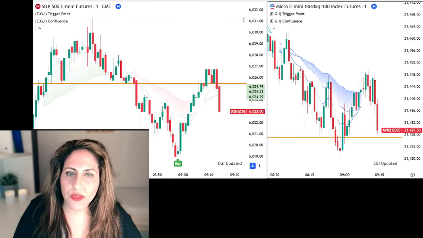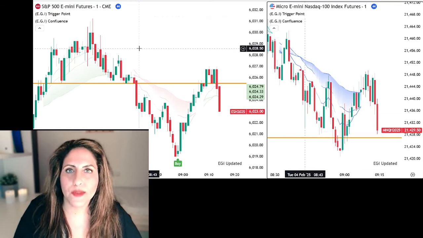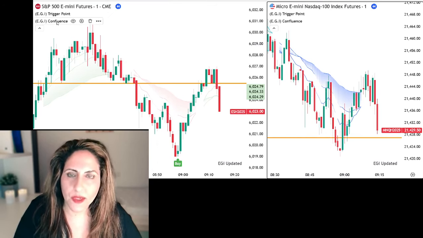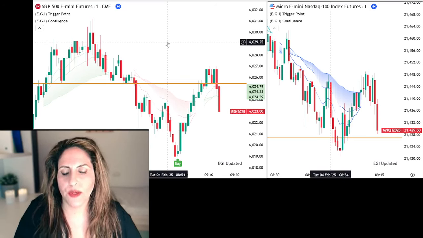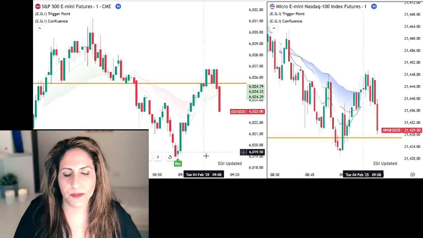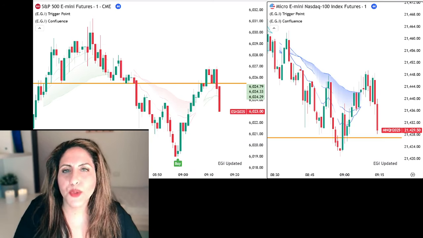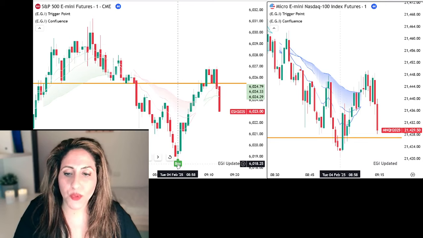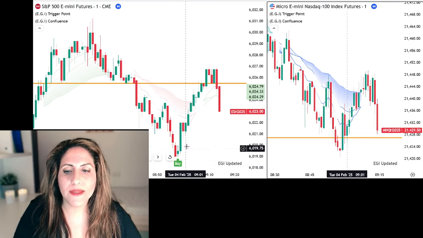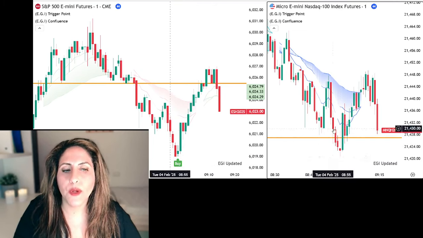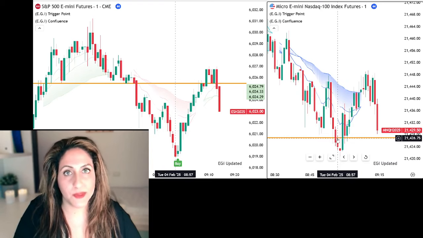The indicators I have on my chart are the trigger point, which presents the current day's levels and the previous day's levels, and the confluence indicator, which is responsible for generating buy and sell signals based on statistical methods. In general, I tend to ignore the confluence signals when they are not aligned with a trigger point. But in this case, I want to show you there's a beautiful buy signal here on ES by the time NQ reached its trigger point support level.